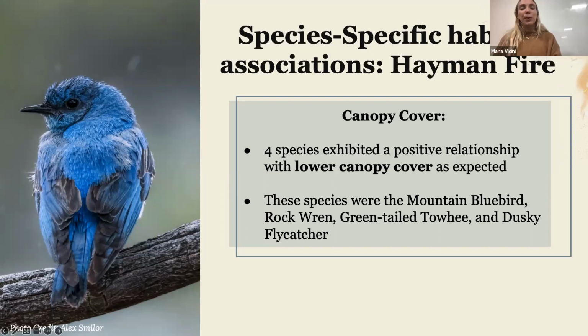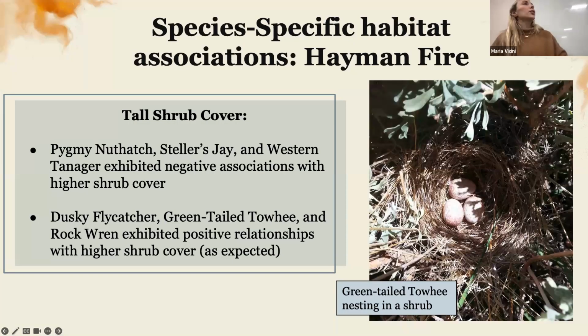For tall shrub cover, the pygmy nuthatch, Steller's jay, and western tanager exhibited negative associations with higher shrub cover, and this makes sense because they're all forest or woodland species. The dusky flycatcher, green-tailed towhee, and rock wren exhibited positive relationships with higher shrub cover, as expected. So there's a green-tailed towhee nest in a shrub.